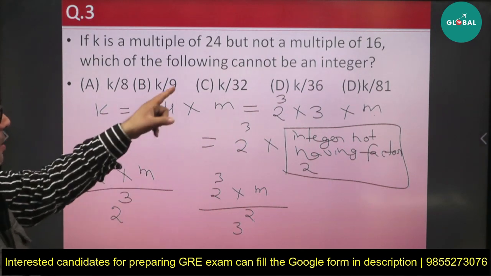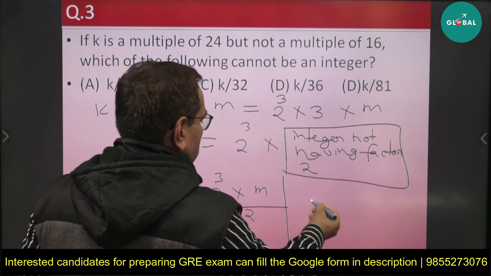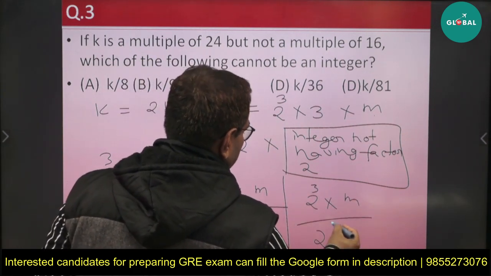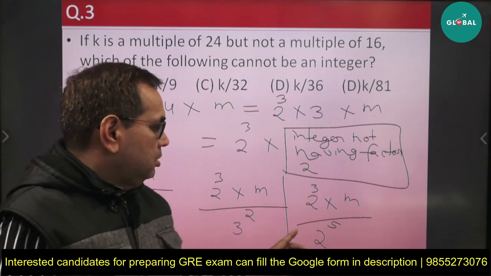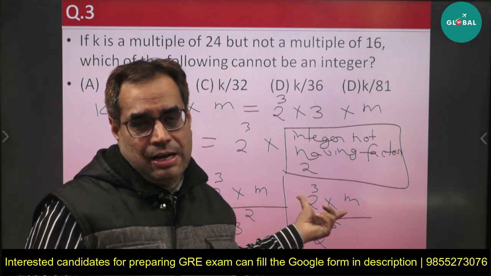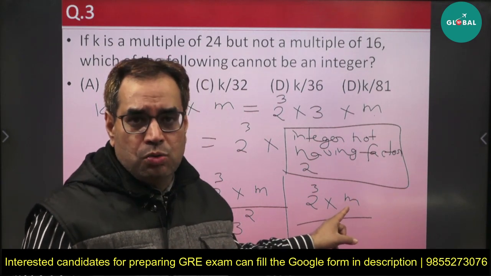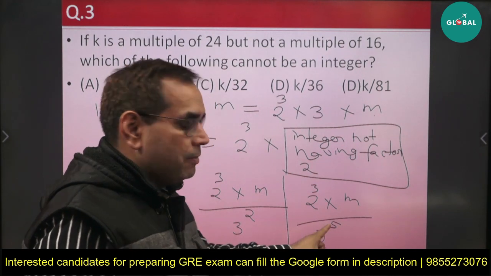Now if we see option number C, we have K upon 32. So 2 raised to the power 3 into m upon 2 raised to the power 5. Now to make this number an integer, we must have 2 raised to the power 5 in the numerator also. But this m is not having any factor 2. So this cannot cancel this entire 2 raised to the power 5.